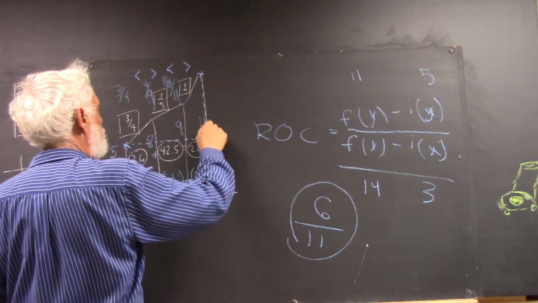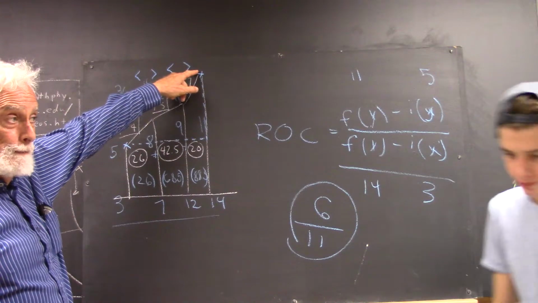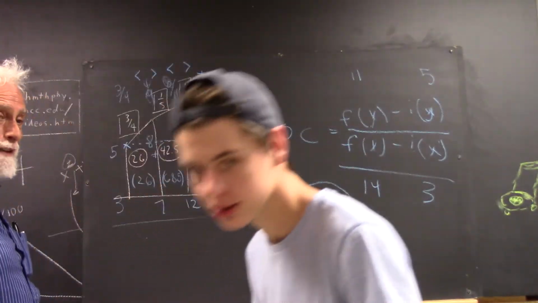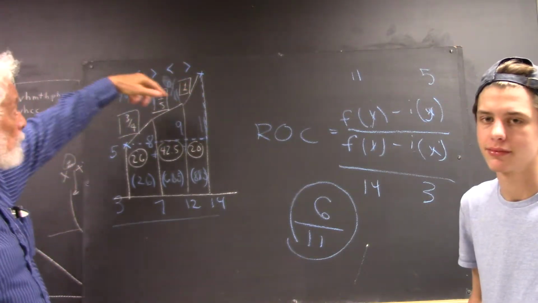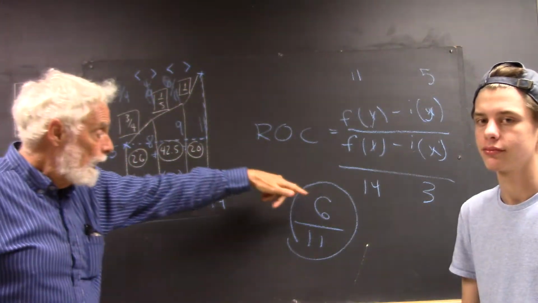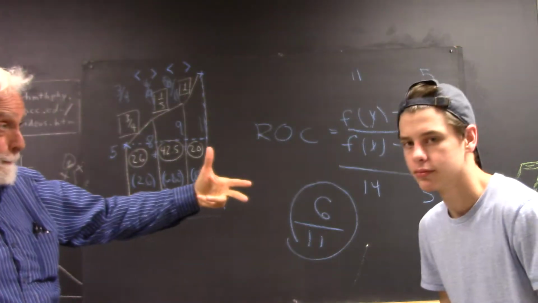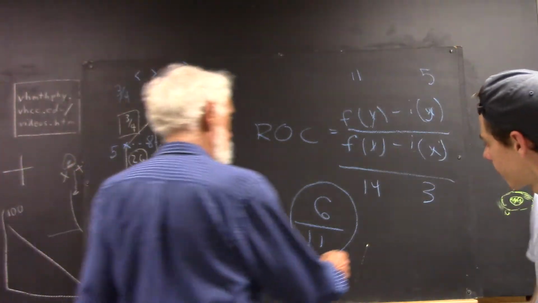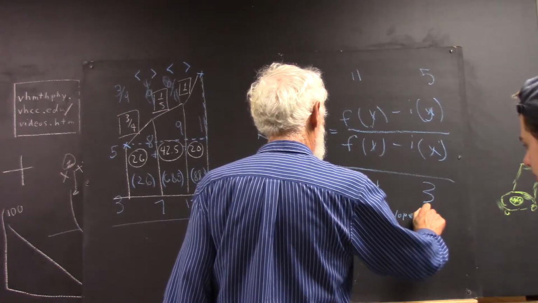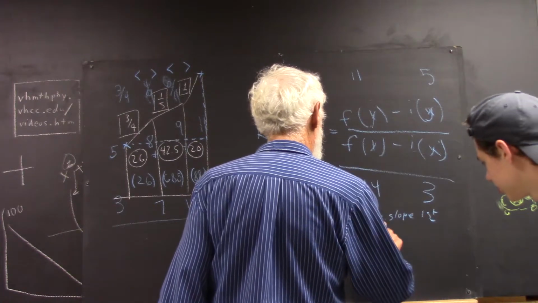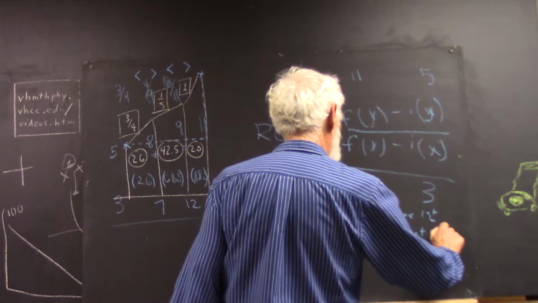Now, right here is a fundamental triangle for this point and this point, right? This is a fundamental triangle for these 2 points. So what you have here is the average slope between the very first point and the very last point, right? So that's your average slope. First point to last point.